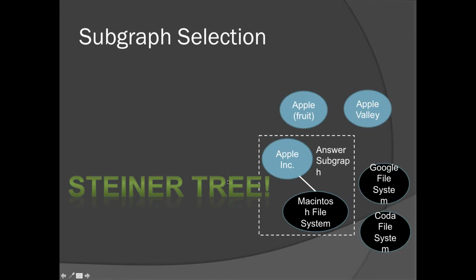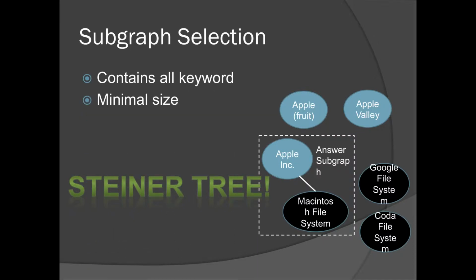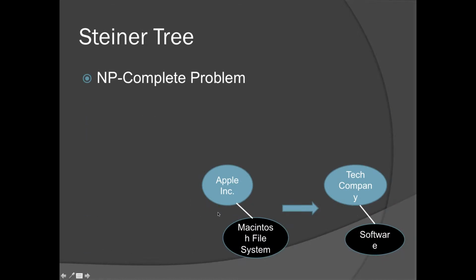So after the ranking, we need to retrieve back a subgraph. We have to retrieve the subgraph that contains all the keywords, and we need to make it as minimal as possible. This is a well-known problem, the Steiner tree. Although it's NP-hard, we can find the solution using A* search.